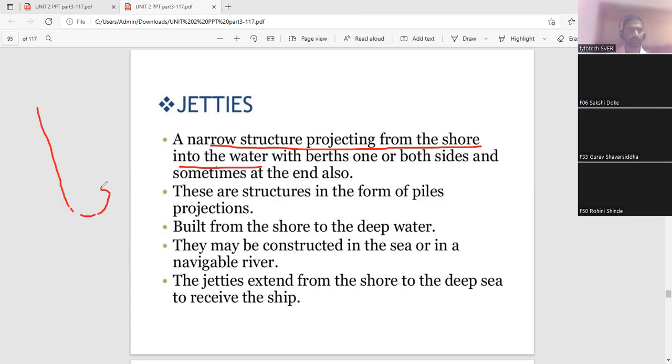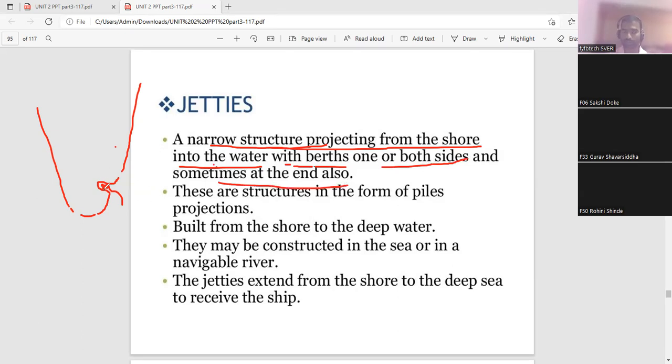Like this. This is the water, and this is the land. The water is here, and the ship will come here. Here the loading and unloading at both sides is taking place. It is a narrow structure projecting from the shore. Shore means the bank of the sea, like the bank of a river. Into the water, with berth on one or both sides, and sometimes at the end.